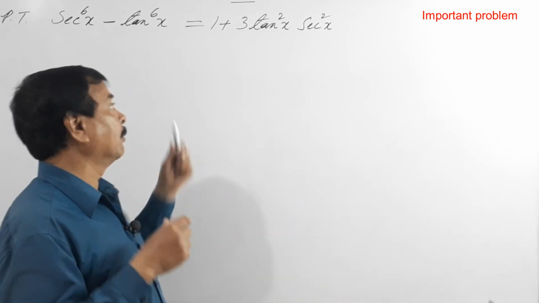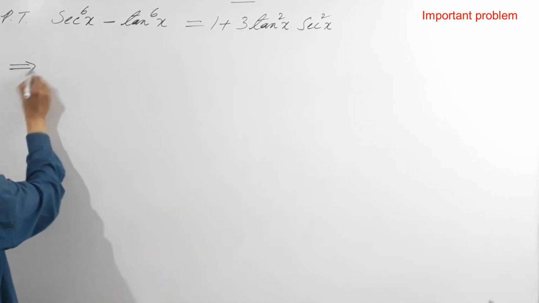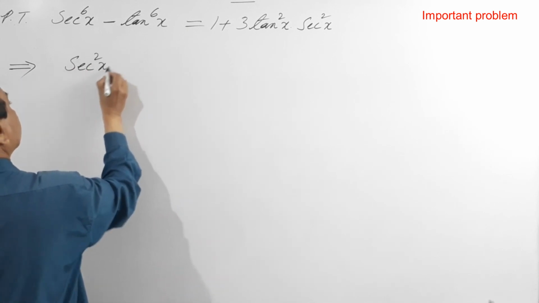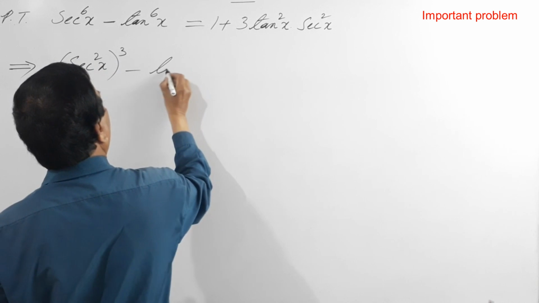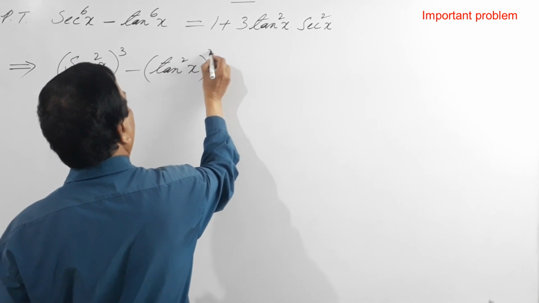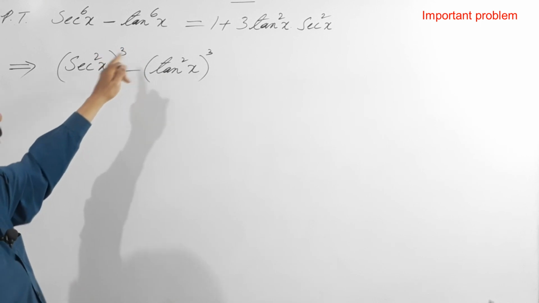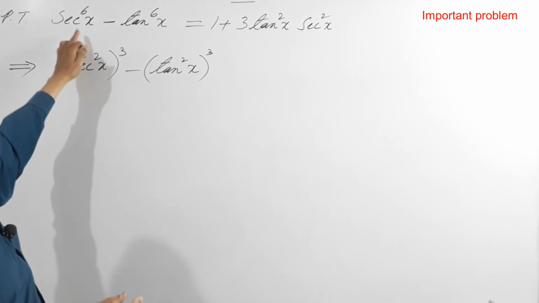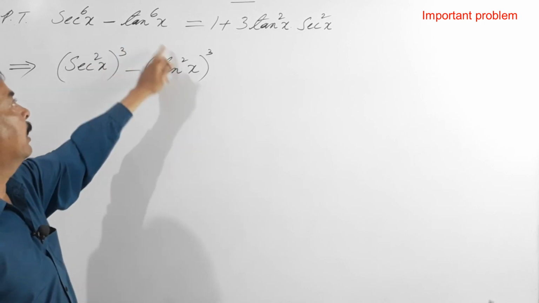So let's try this problem. Let's work this problem. So what I'll do, I'll write this as secant square x to the power of 3 minus tan square x to the power of 3. That is, if you multiply, you will get that a to the power of m into n is a to the power of m into n. That is 2 into 3 becomes 6 again. So I have split this into secant square x to the whole to the power of 3 minus tan square x to the whole to the power of 3.